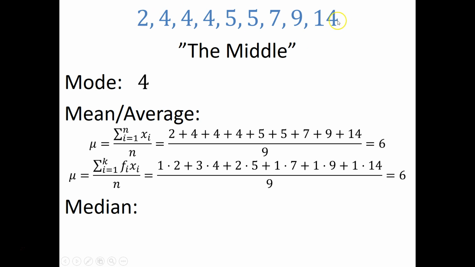The last thing we can call the middle is the median, and that is basically just when we have arranged these in numerical order, we just count towards the middle. So in this case, 5 is the middle value because we have 1, 2, 3, 4, 5 from the left, 1, 2, 3, 4, 5 from the right. So this is the middle data value, so that's the median.